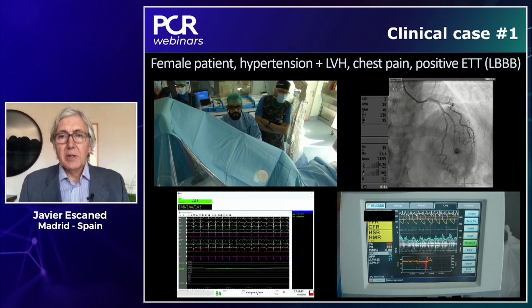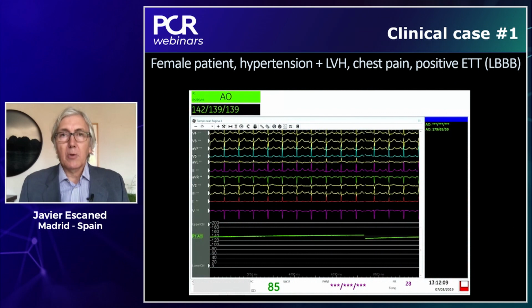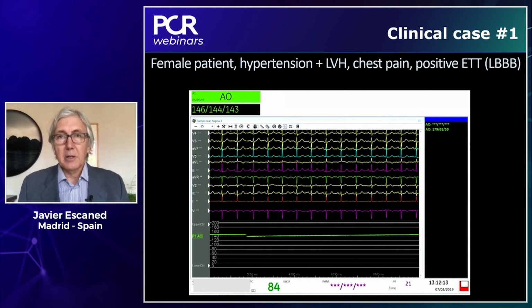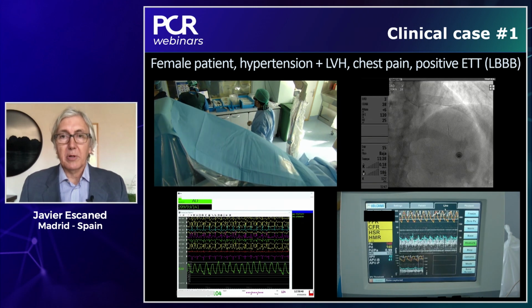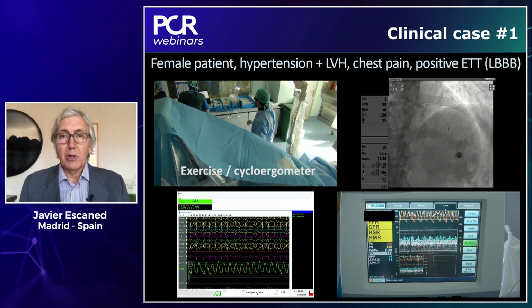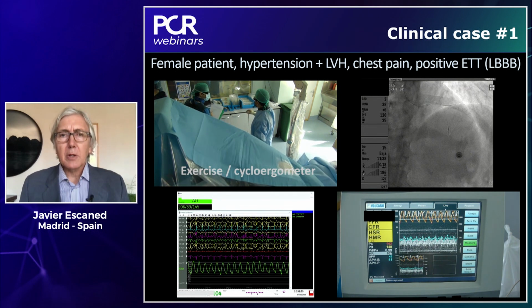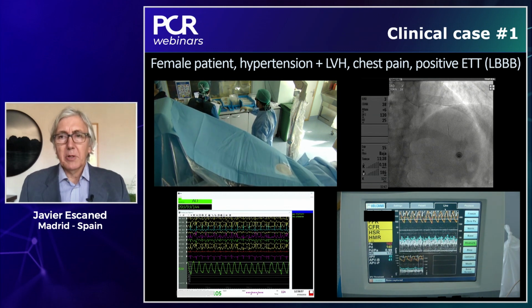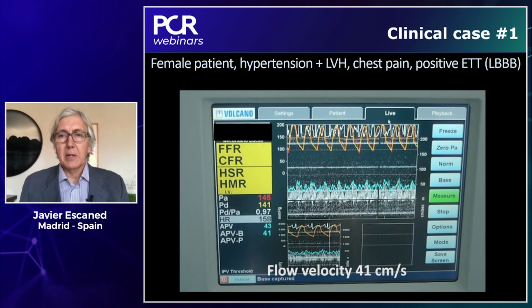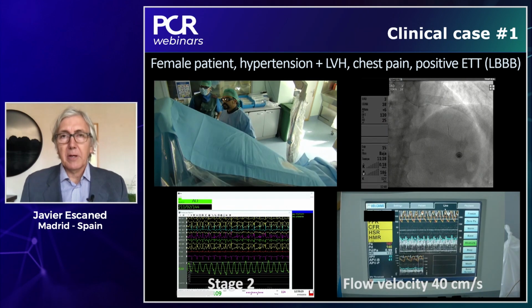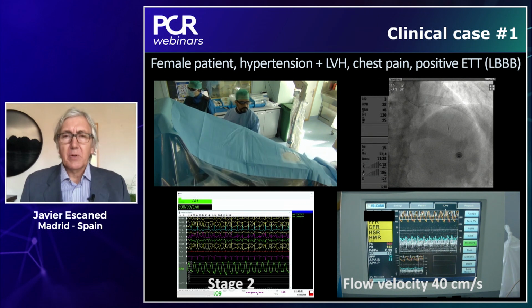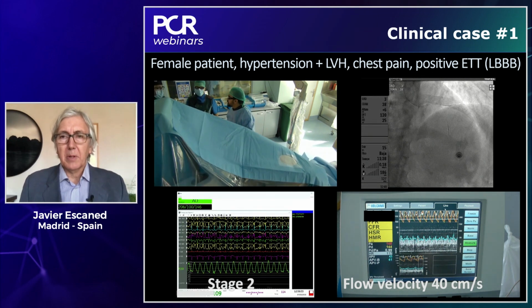So you are going to witness here in the cath lab exactly what happens when this lady exercises, because the study being conducted in this lady includes the use of a cycloergometer in the cath lab while we monitor the coronary flow, velocity, and pressure. So the lady starts performing some exercise, and the first thing we see is that baseline coronary flow velocity is rather high. Typically, this will be around 20 centimeters per second.